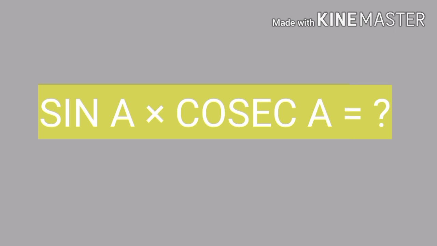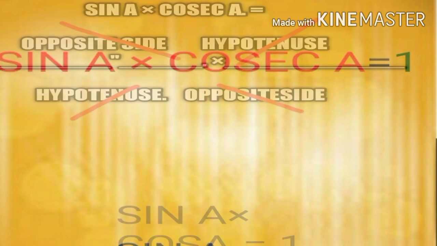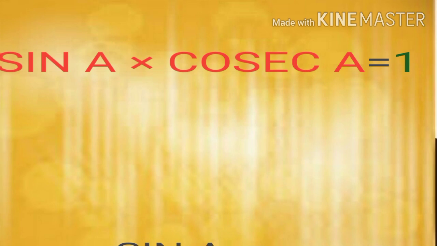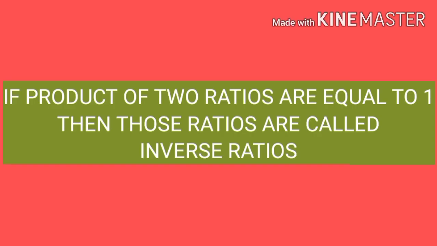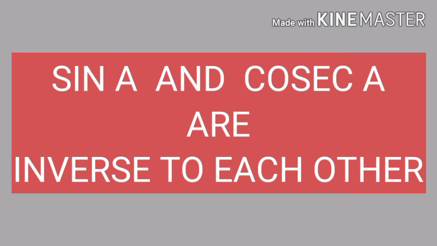Now we have to find sin A into cosecant A. It is opposite by hypotenuse into hypotenuse by opposite. Both opposites and hypotenuses cancel. Sin A into cosecant A is equal to 1. Therefore, you can conclude that when the product of two ratios is equal to 1, those ratios are called inverse ratios to each other. Therefore, sin and cosecant are inverse to each other.